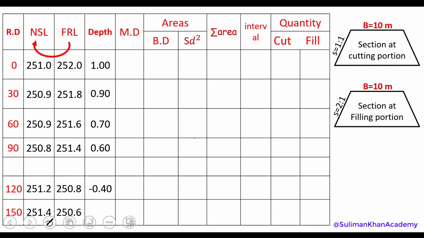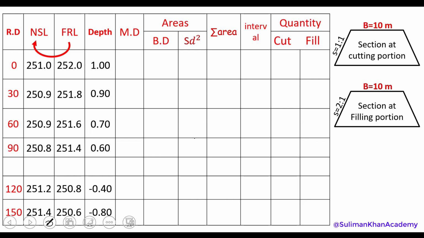So this is the same process. Here, as you can see, when we subtract 251.2 from 250.8, that's going to be minus 0.40. And that indicates that there is cutting. That minus sign represents the same thing. And again, minus sign for station 150 means cutting again.